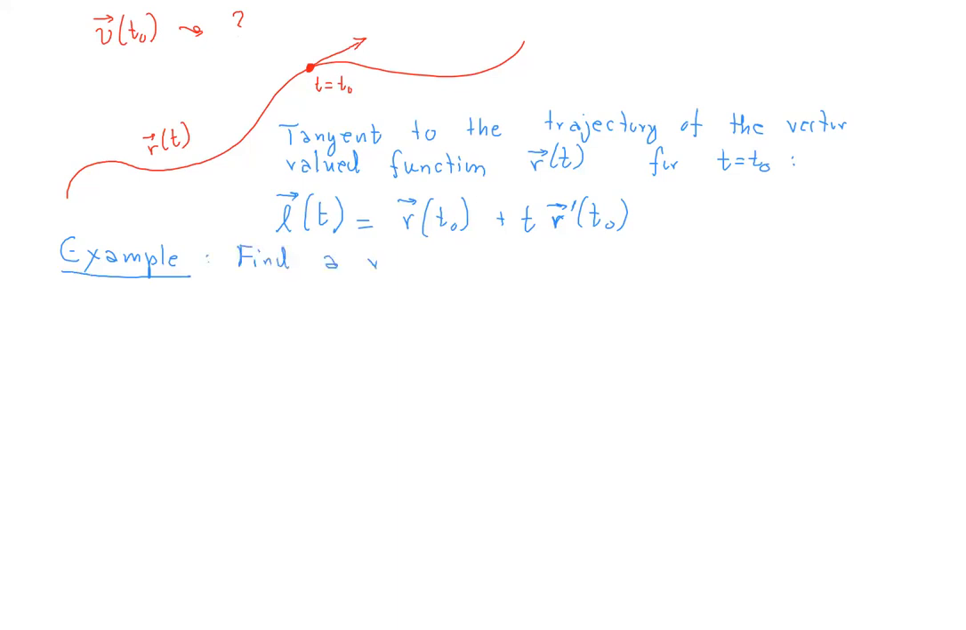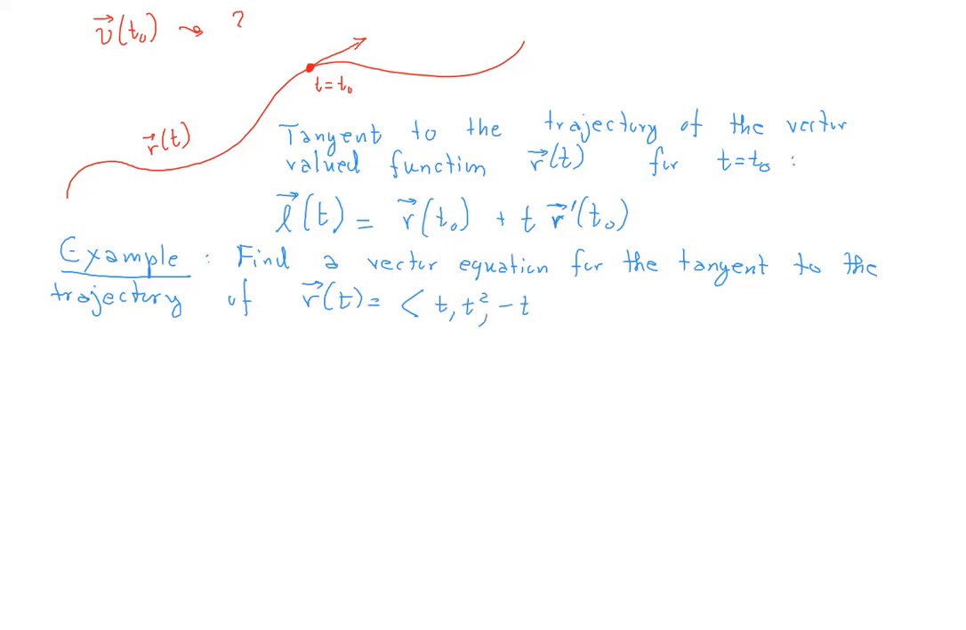Find a vector equation for the tangent to the trajectory of r of t equals (t, t squared, negative t cubed) at t equals 1.